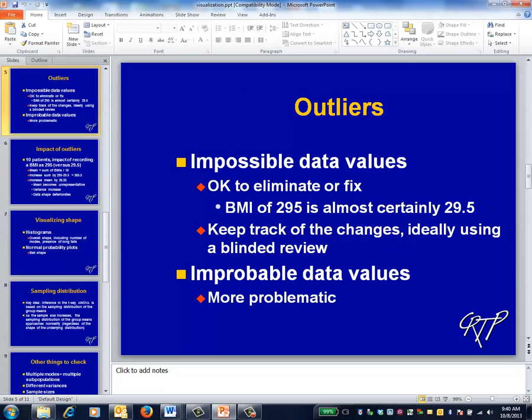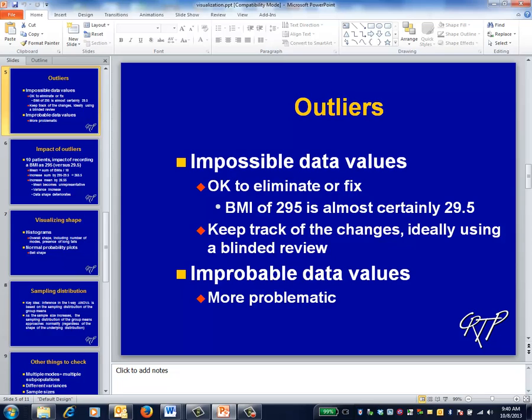Well, what should you be looking for when you visualize the data? One of the things you should always be looking to do is identify and eliminate or fix impossible data values. For example, a BMI of 295 is almost certainly a 29.5 with a missing decimal point, and a BMI of 999 is almost certainly a code for a missing data value. FDA submissions require you to keep track of and justify every such modification to the original raw data. Even in less formal settings, it's good practice to do the same.